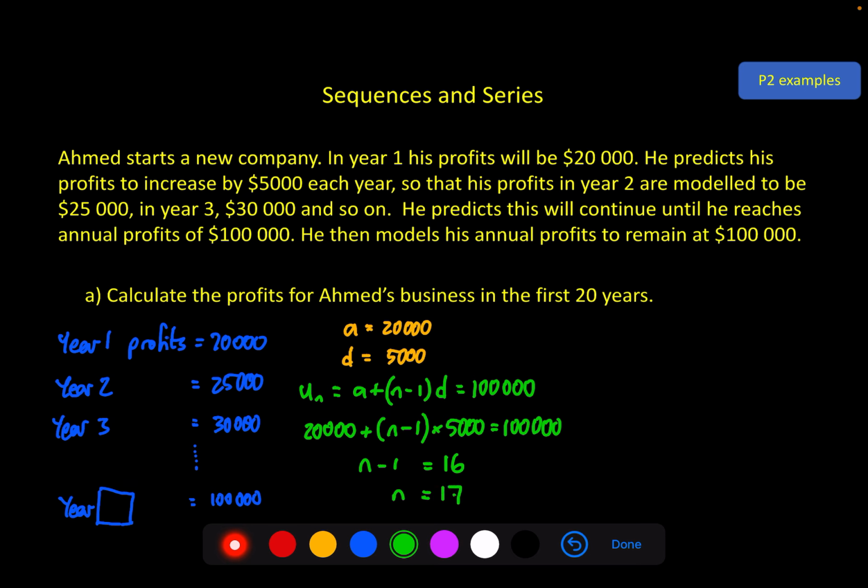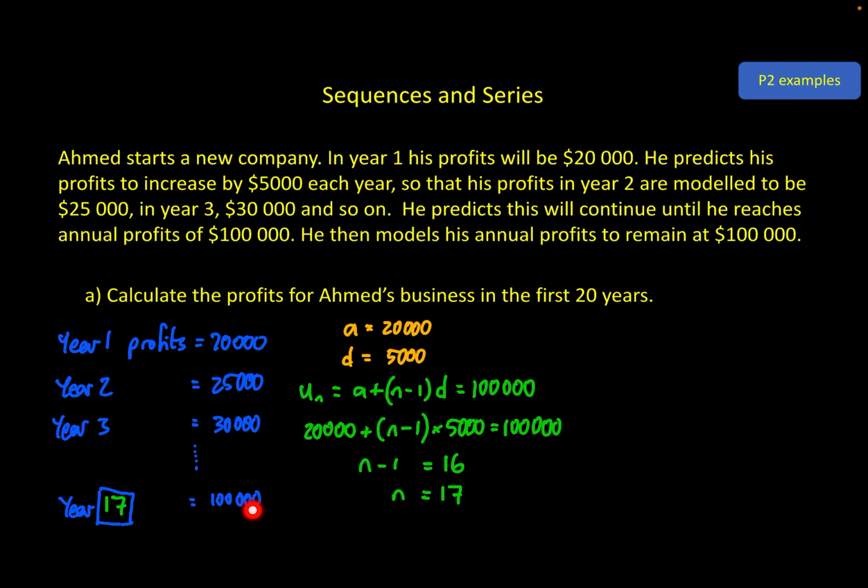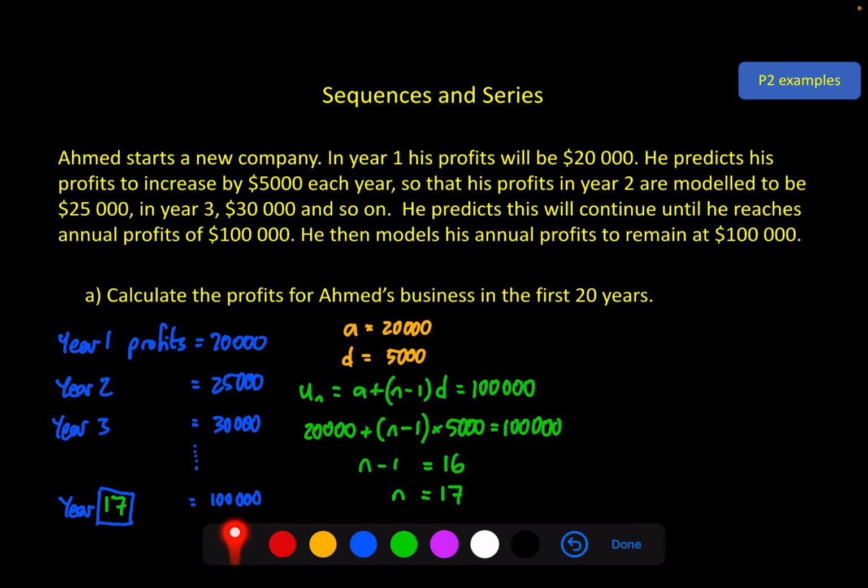I should have done all of that on the calculator just in case, but I'm pretty sure that's right. N is 17. So from n equals 1 to n equals 17, I can use this arithmetic sequence. I can find the sum of this up to this point. But for year 18, 19, and 20, I just need to add 100,000 for each of those 3 years. So I need to split this into 2 parts.